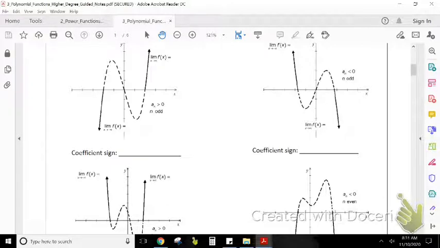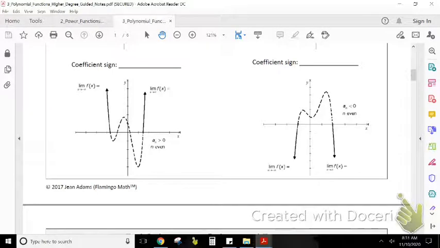It says the limit as x goes to infinity of f of x. So we can look at this one here. We can see that as it goes to positive infinity, our y's are going to negative infinity. All right, and so here it tells us our a sub n is positive. So we know we have a positive leading coefficient. And it tells us our n is even.